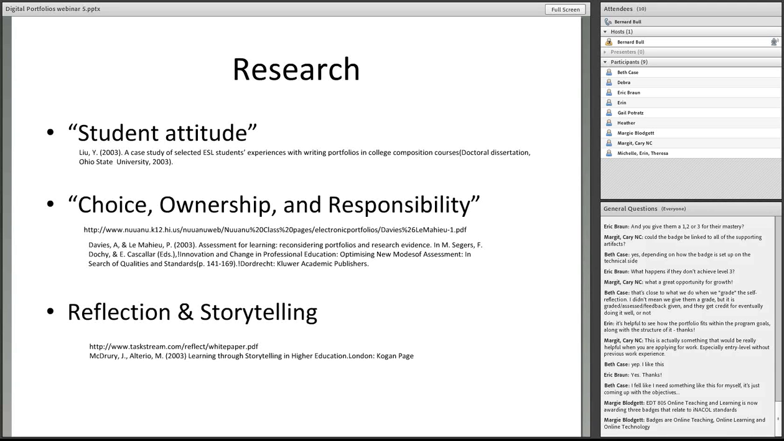about portfolios that goes back, I think, even to the 80s. And one of the things that we know is that a critical element of a portfolio assessment is the reflection. So they collect, they select, and they reflect. And without the reflect part, we know that it just doesn't achieve the kinds of gains that we want to see. And related to that is the reflection is a form of storytelling.